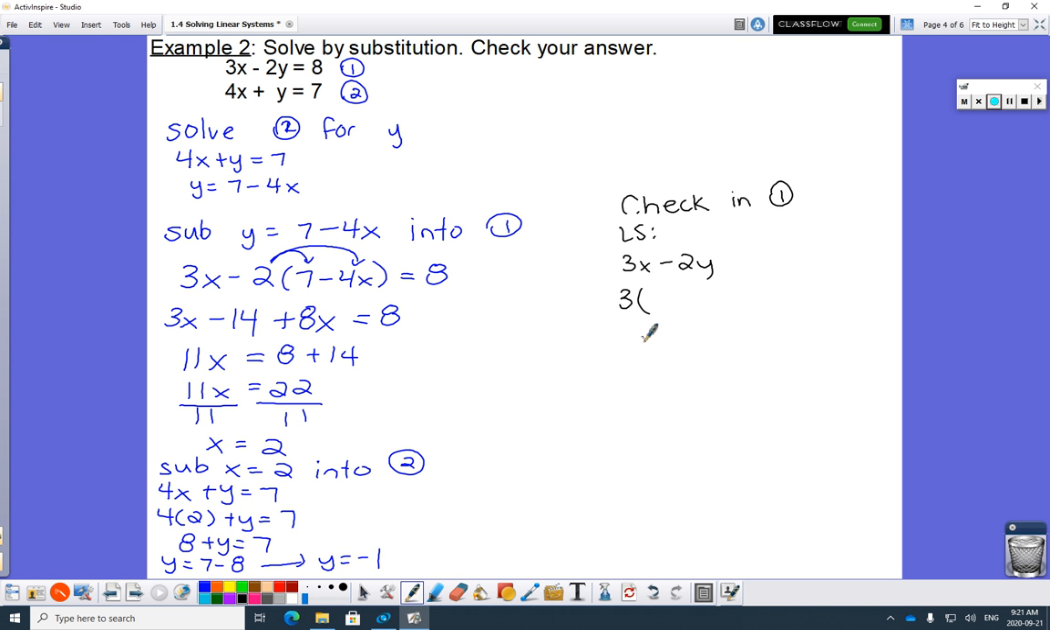So wherever it's an x, we're going to put the 2. And wherever there's a y, we're going to put a -1. And again, you decide how much work you need to show here. 3 times 2 is 6. -2 times -1 is +2. The right side is just a number, usually. Okay, so then, yep, I'm right. So the check, usually, as long as you remember to do it, are easy marks, okay?